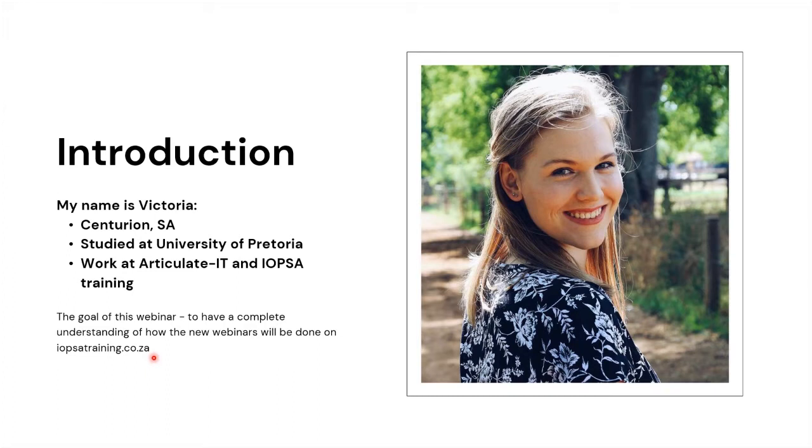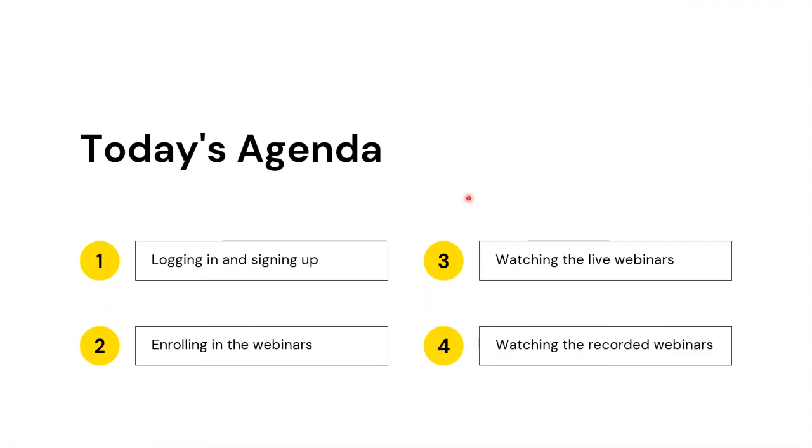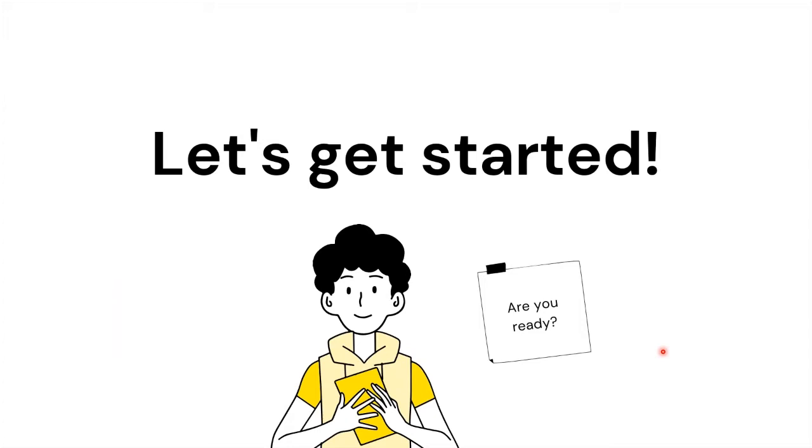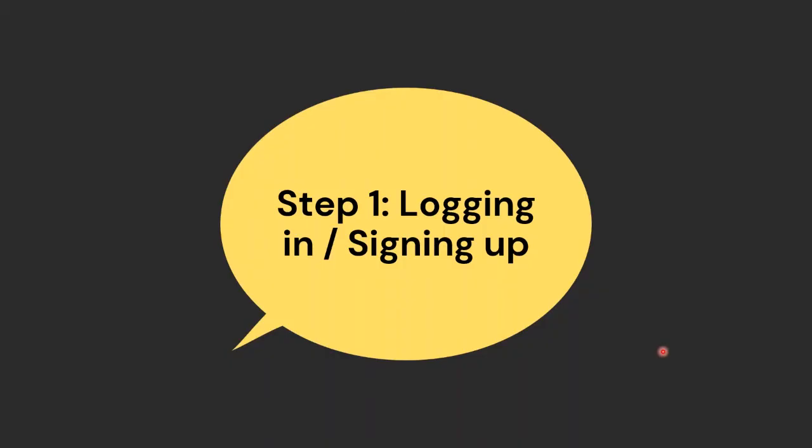So I'm basically just going to take you through the process on how to, very quickly, let's actually go over, here we go. So basically there's just 4 things we'll be going through. So logging in and signing up, which I know a lot of you guys have already done. Then enrolling in the morning webinars, how you do that on the site, how you watch the morning webinars, the live webinars, and then lastly, how you can watch the recorded webinars.